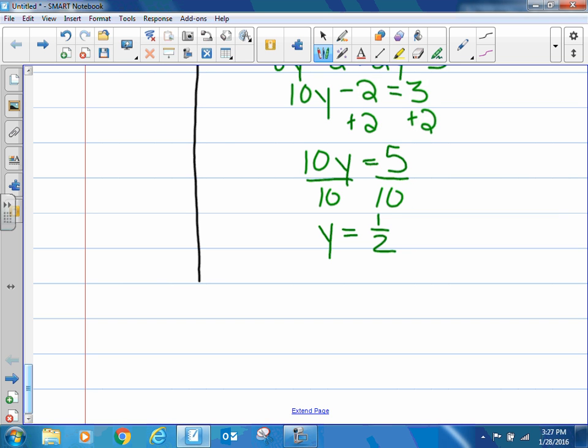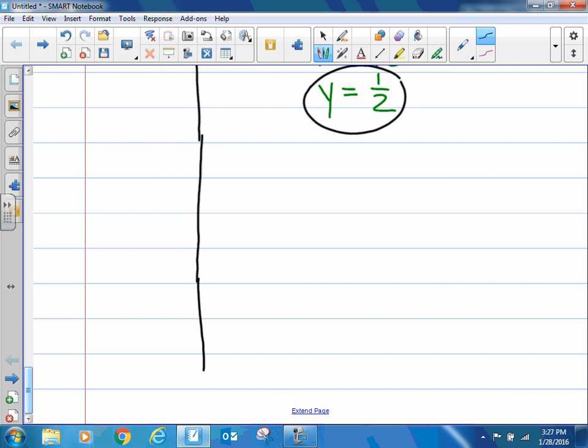All right, so I have solved for one of my variables. I found y to be 1/2. So now all I have to do is substitute back in and find out what x is. So I'm going to substitute 1/2 into equation number 2 and find x.